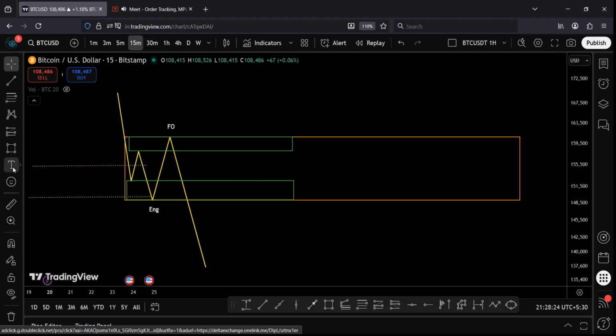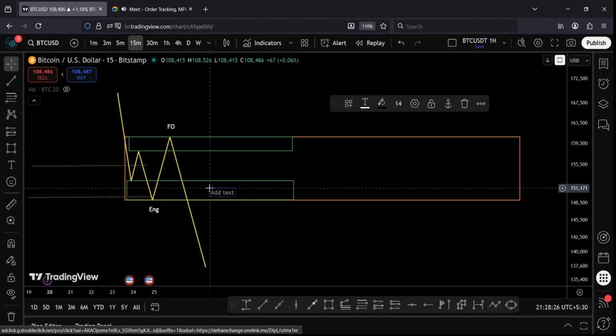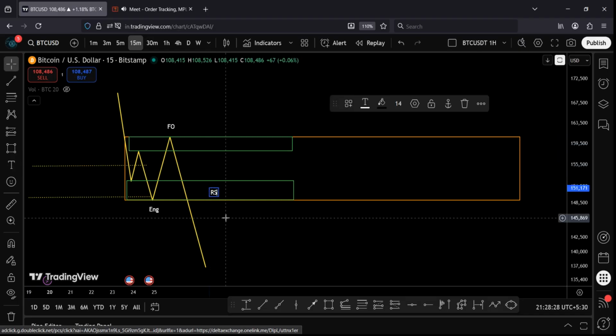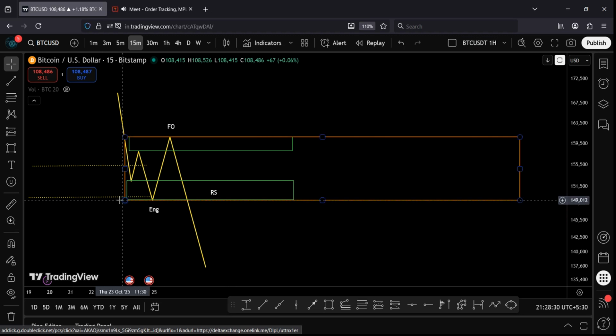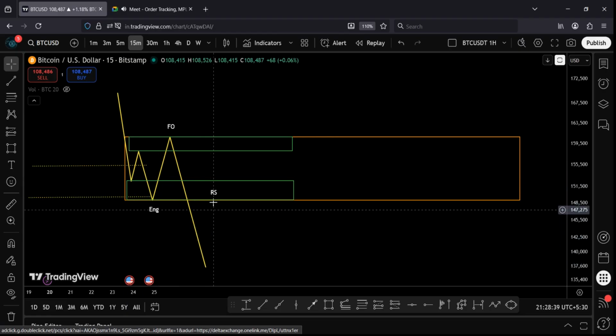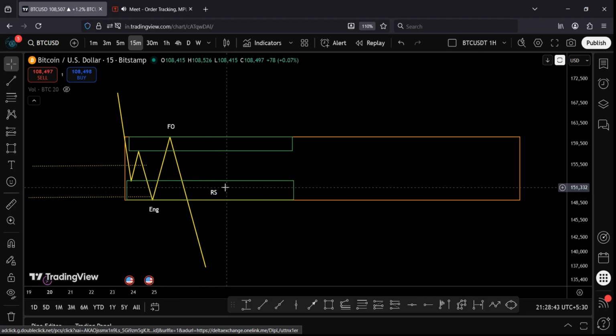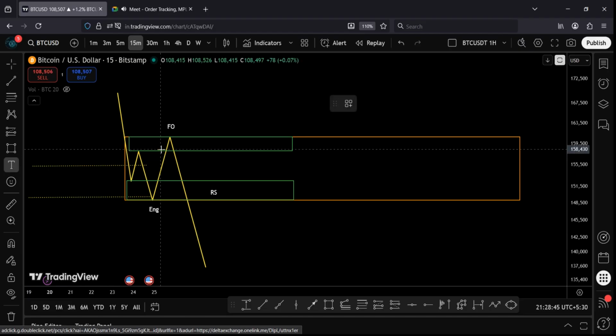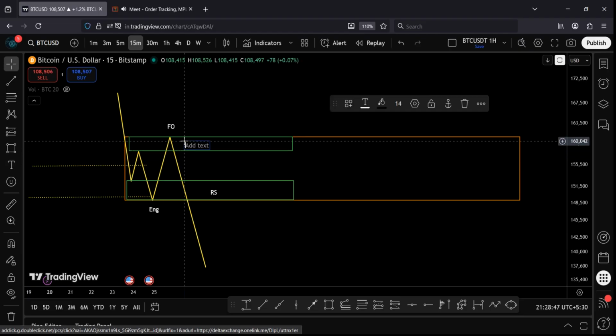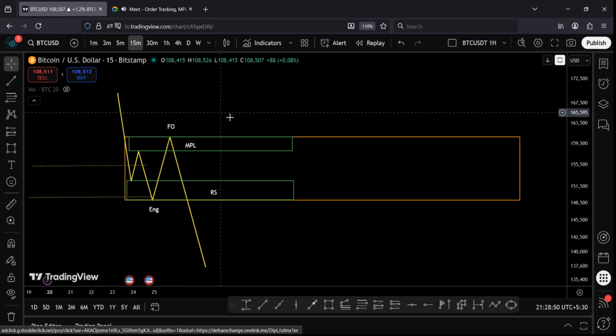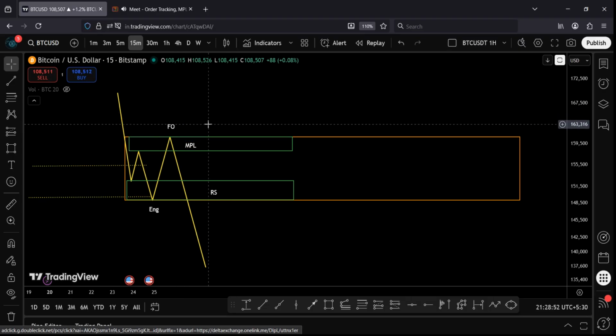This zone is called the RS zone. Why RS zone? This is at a support resistance level. This was support, right? Price came down, will go up, so this will become a resistance level. This is called the RS zone, and we call this the MPL zone. Why MPL zone?